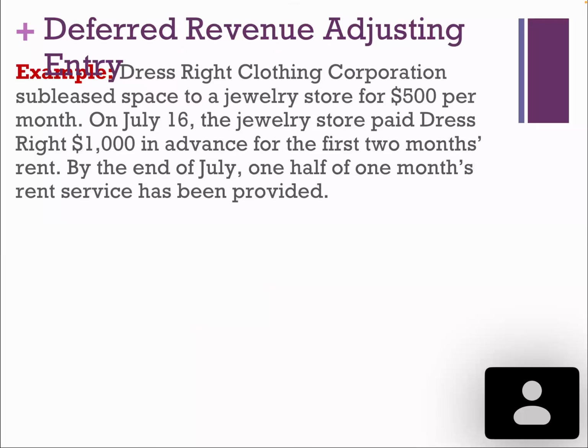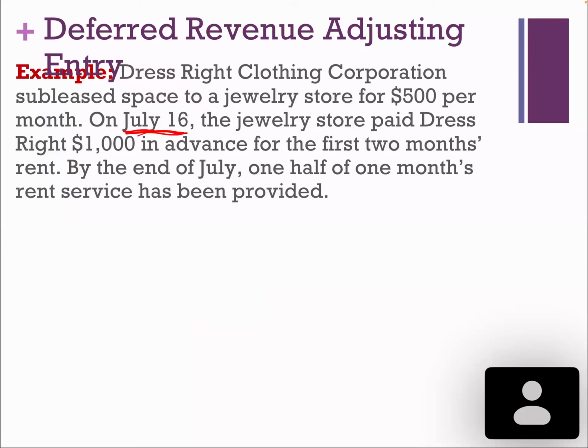Okay. We subleased a space to a jewelry store. So basically, we rented out this building. We decided, hey, we have extra space, so we're going to rent it out to a jewelry store. Okay. So $500 per month on July 16th. Always be careful with dates. You can see this is in the middle of the month. Jewelry store paid Dress Right $1,000 in advance for the first 2 months of rent.